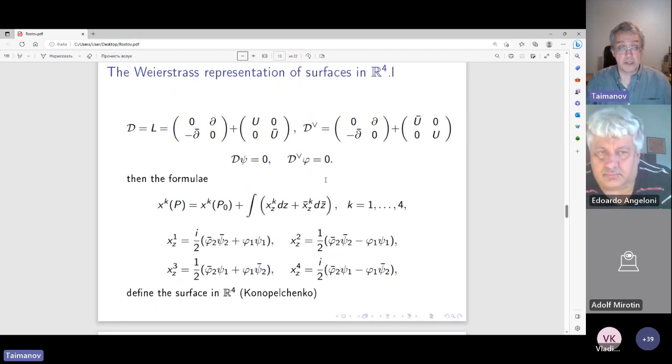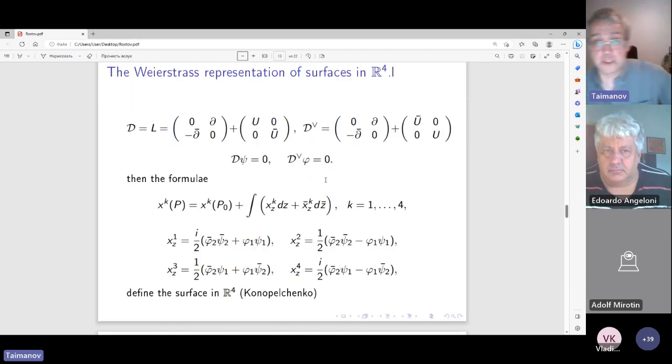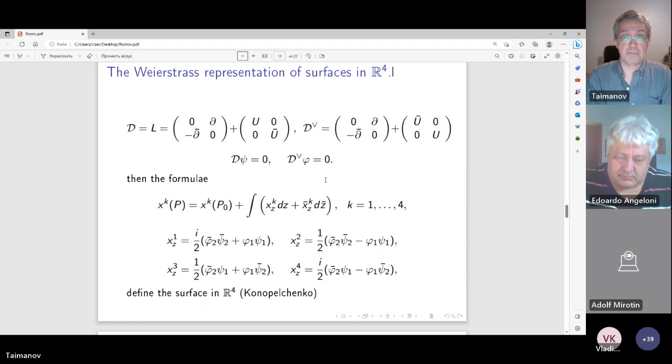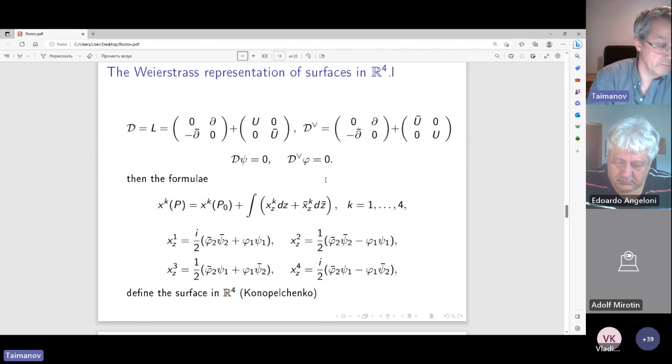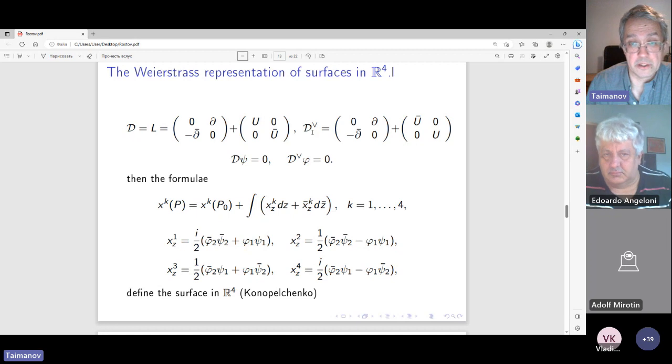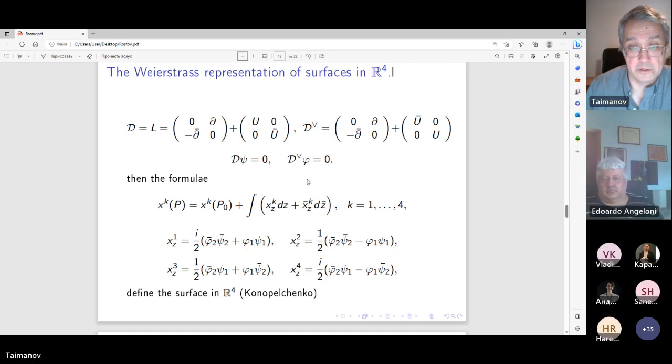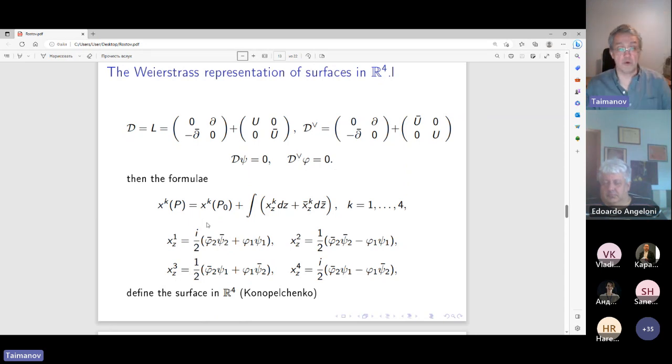And now I come to the Weierstrass representation of surfaces in R3. And what is this? Assume that we have the operator, Dirac operator L, two-dimensional Dirac operator, and the operator D, V. This is coadjoint. We swap these terms on the diagonal. And two solutions, D psi equals 0, D-V phi equals 0. Then these formulas, where x, y, or z are given by these quantities, define the surface in a form.